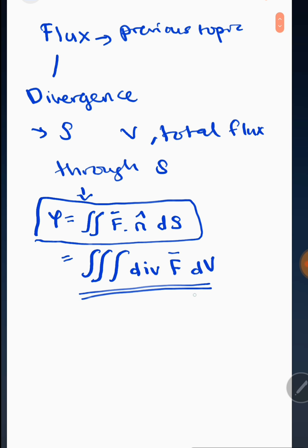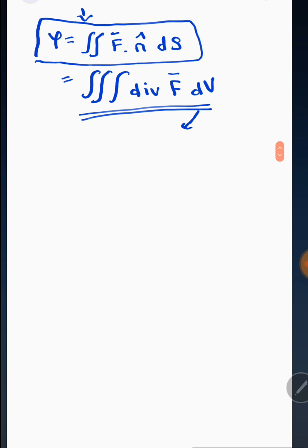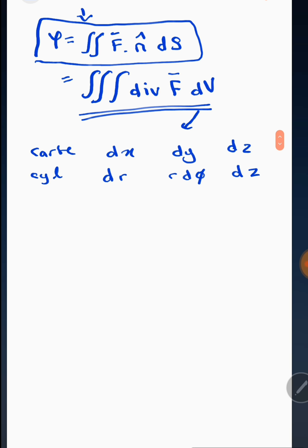Of course, when we talk about dV, let's revisit some stuff here. If we normally look at Cartesian coordinates, then I have dx, dy, and dz, right? And let's talk about some common shapes. If we have a cylindrical shape, this becomes dr, r dphi, dz, which gives me r dr dz dphi.